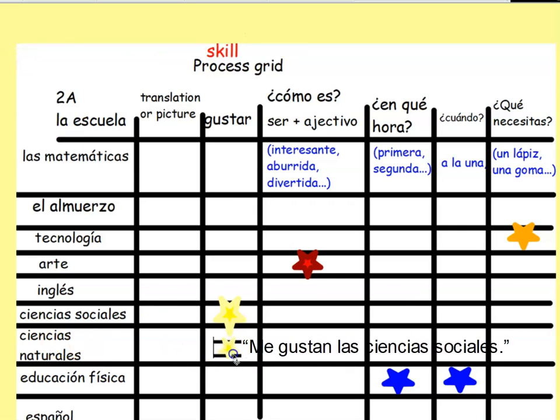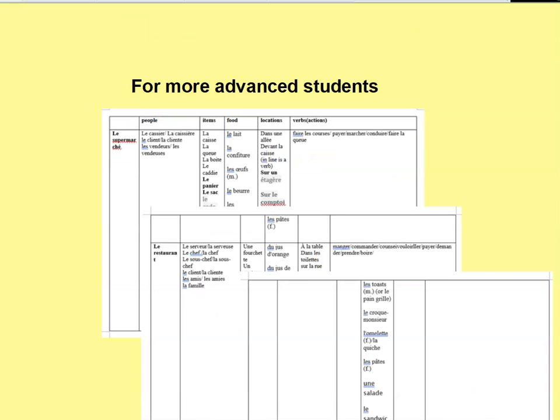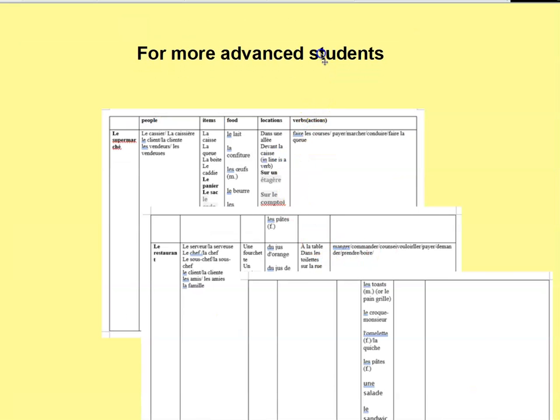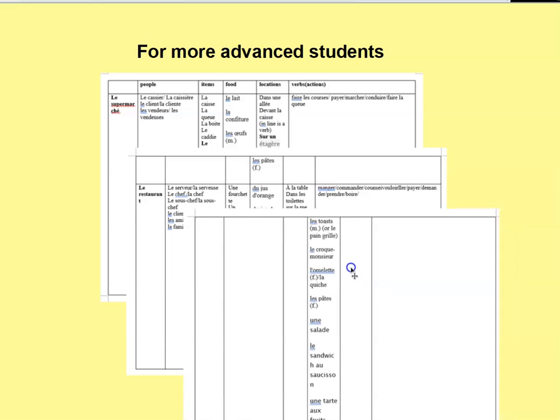And here the student just said, I like civics. So everyone is saying something very, very relevant to themselves. Now, I do teach French 2 and 3, and so for them, I decided I was going to experiment with more advanced techniques of GLAD.